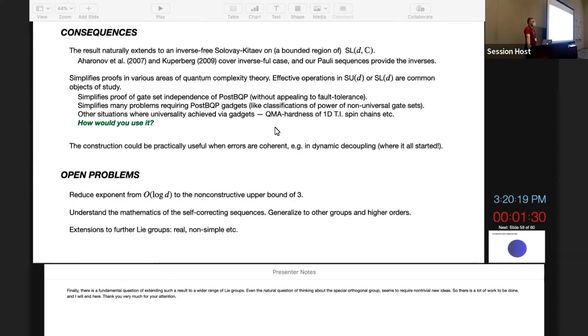The question about the exponent for SU(2): what is the exponent of the dimension? Great question. In the inverse-free case, in the classical case, we have an exponent of no more than 4, and then we can go close to 3. Our exponent is larger. I think it's around 6.